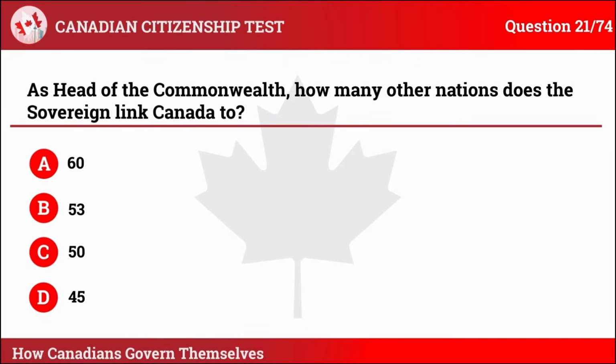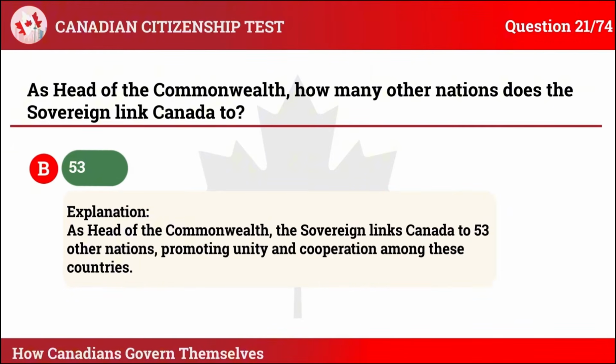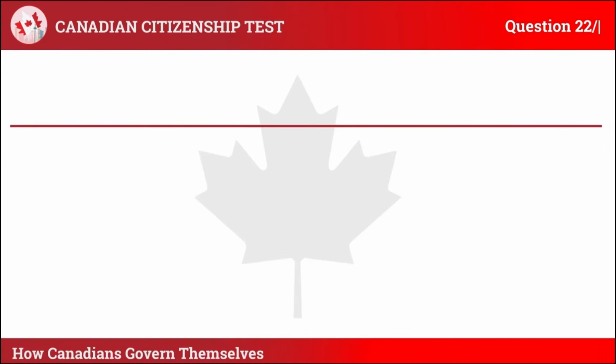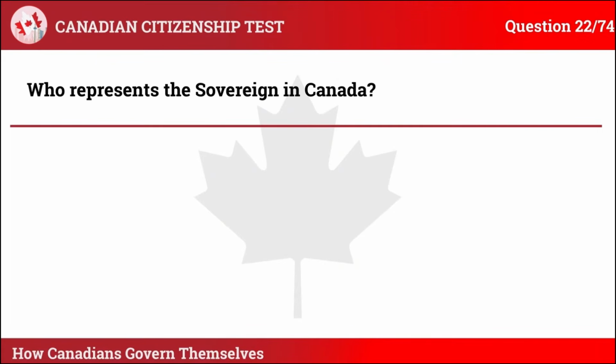The correct answer is B. 53. Explanation: as head of the Commonwealth, the sovereign links Canada to 53 other nations, promoting unity and cooperation among these countries. Question 22. Who represents the sovereign in Canada?